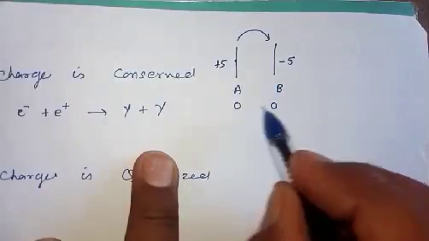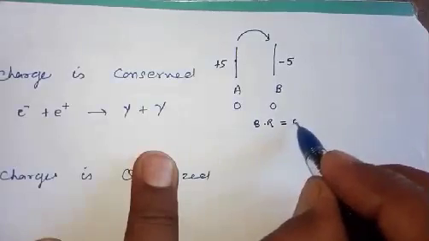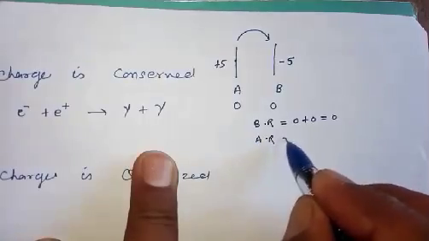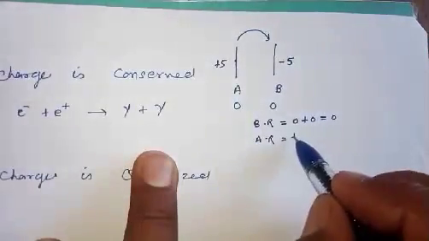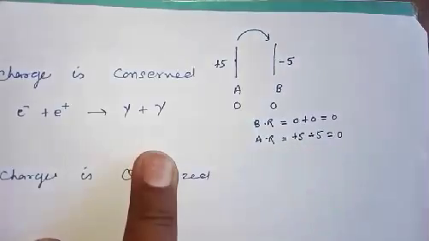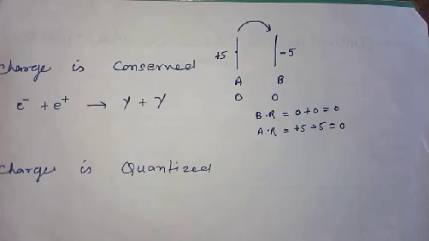So before rubbing, net charge equal to what? 0 plus 0 equal to 0. After rubbing, body A acquires +5 charge and body B acquires -5 charge. Net charge is 0. So this is charge is conserved. Similarly, you can take another example.